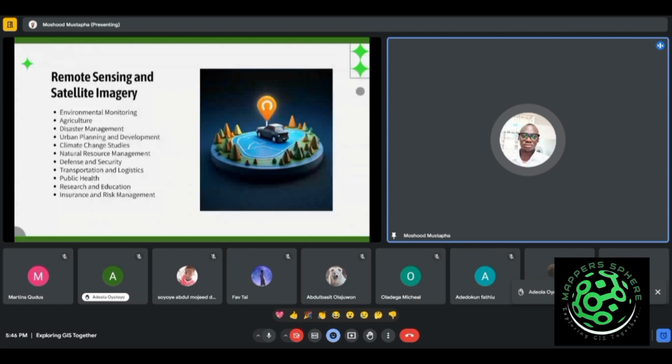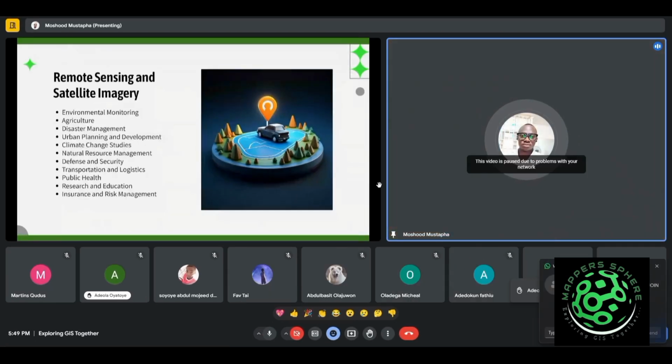Now we have a lot of dashboards with ArcGIS showing the death rate, showing analysis of a lot of health sector information. Before now, all these things were not there. Now you can say, in Lagos, the number of people has so percentage of a particular disease or something. Also in research, education, insurance and risk management.